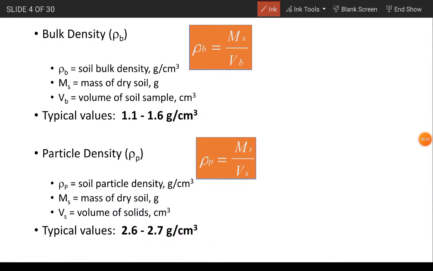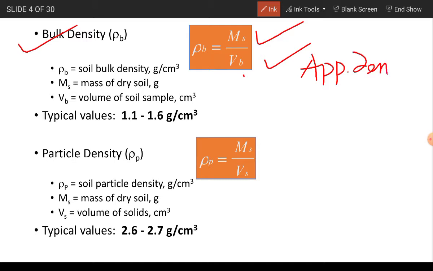Next comes the bulk density of soil. Soil bulk density is the ratio of mass of dry soil to the volume of soil sample. Mass of dry soil to the volume of soil sample. It is called apparent density. You must remember, a question will be asked like, which is called apparent density. Bulk density is the apparent density. Similarly, the particle density is also called true density.